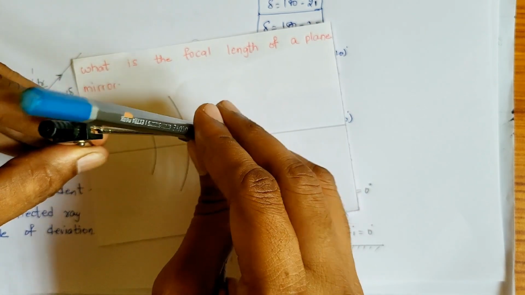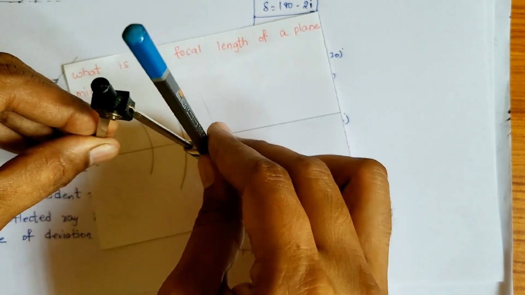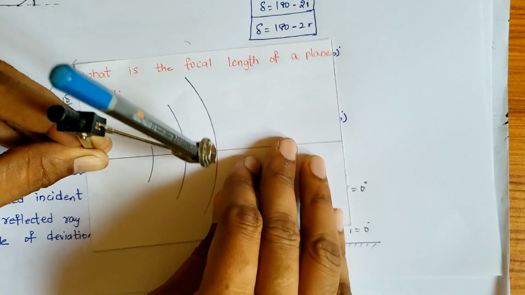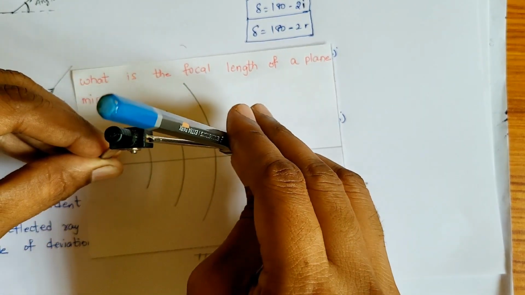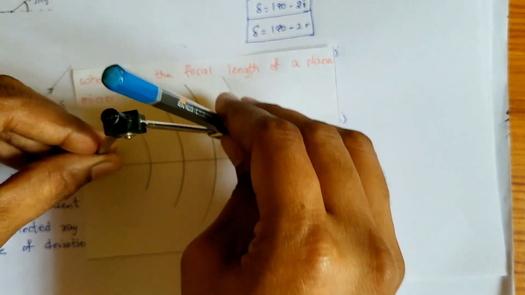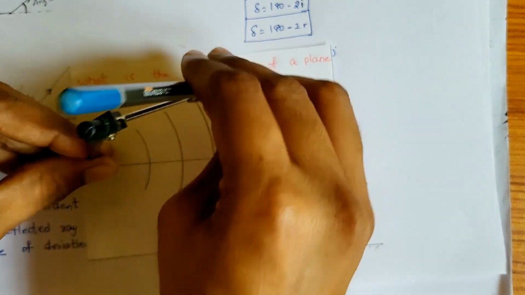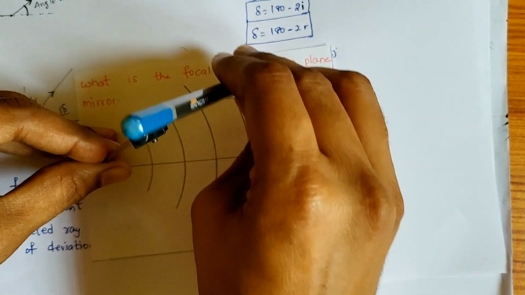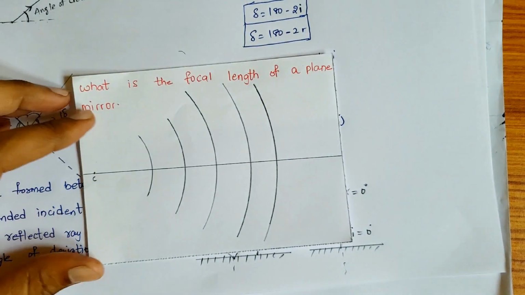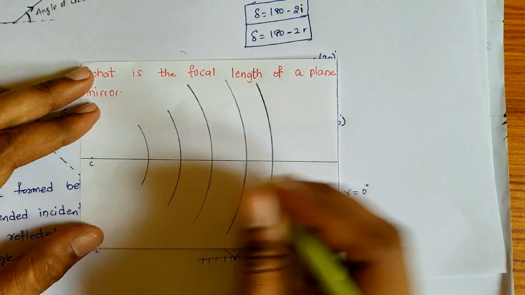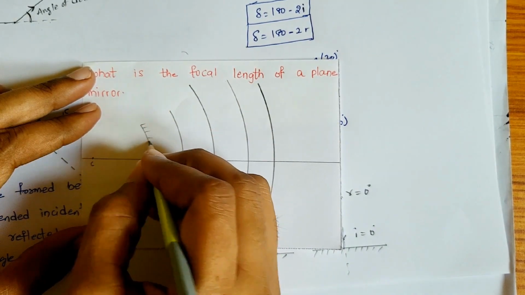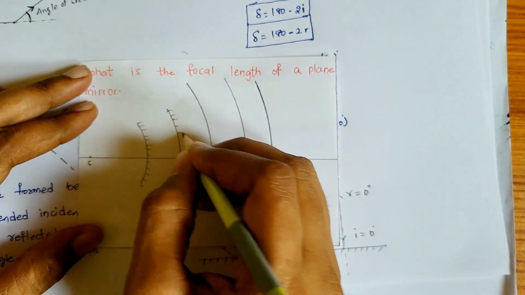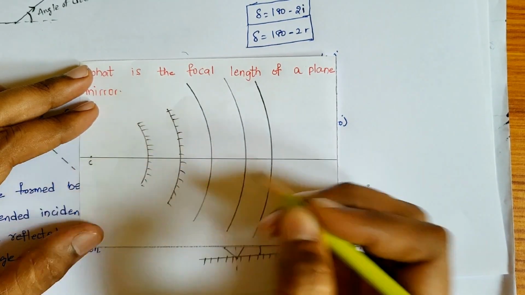If I increase the radius of curvature still, what happens? This one will be another mirror, correct? Now, if I still increase the radius of curvature, this will be the mirror. Maximum if I increase, see what is happening here. If I increase the radius of curvature of a spherical mirror, it is approaching close to the plane.